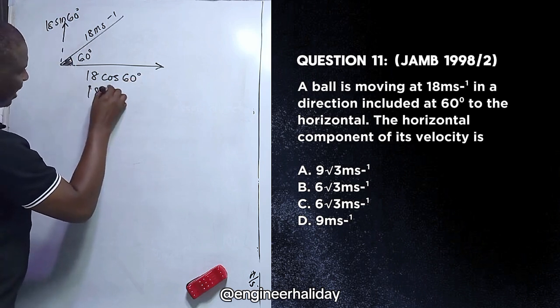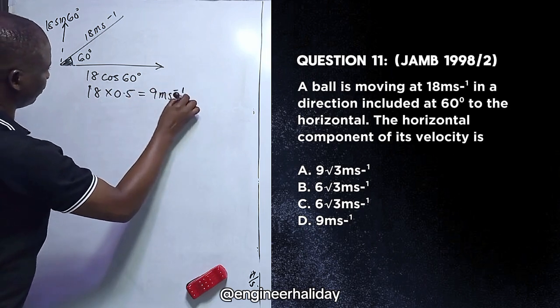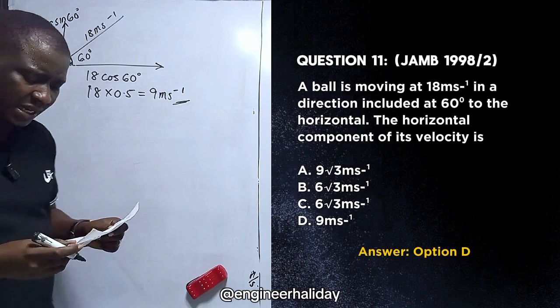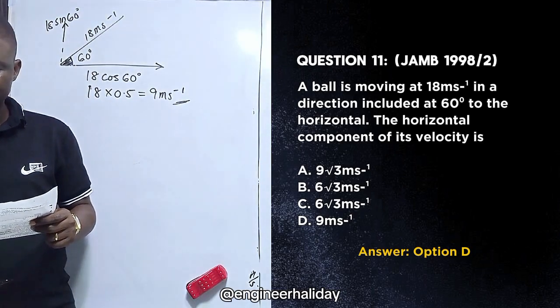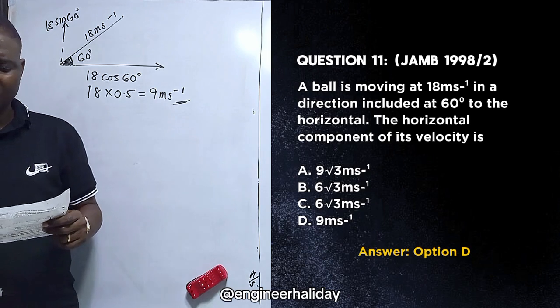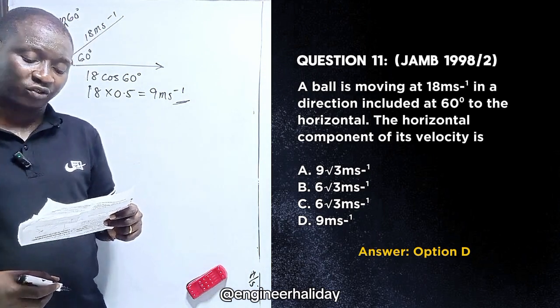18 times 0.5, which is 9 meters per second. So that will be our answer there. A says 9 root 3 meters per second. B says 6 root 3 meters per second. C says 6 root 3 meters per second. D says 9 meters per second. So that is option D. That is 1998, number 2.